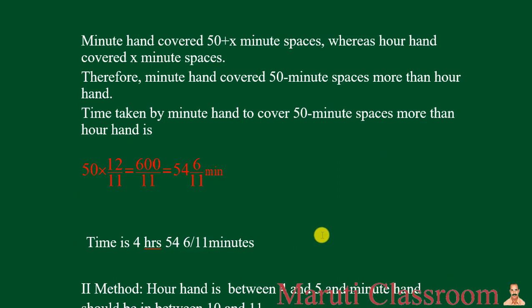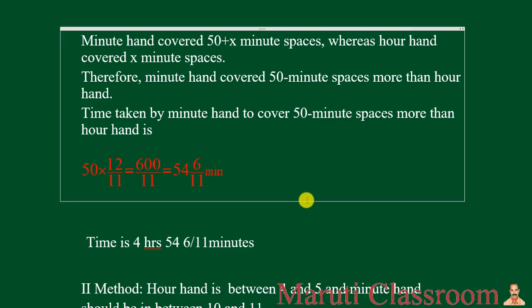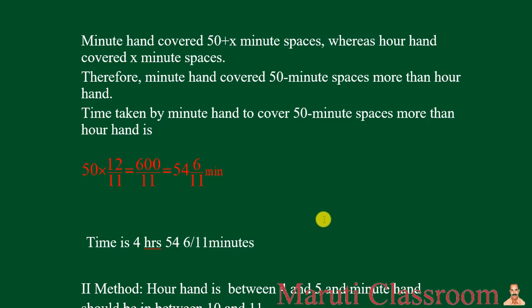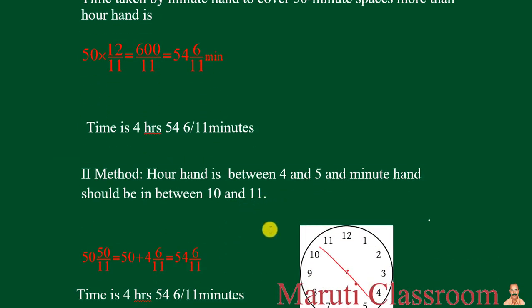Earlier in the previous video I told you there are three methods to solve this type of problem. The first and third methods we can apply for all angles, but the second method we can apply only if the angle is a multiple of 30 degrees. Now let us see the second method. Just now we discussed that the hour hand is between 4 and 5, and the minute hand is between 10 and 11. This method mainly depends on the numbers between which the minute hand lies. Between 10 and 11, what is the small number? 10 is the small number. 10 represents how many minutes? 50 minutes. So the answer is 50 by 11.